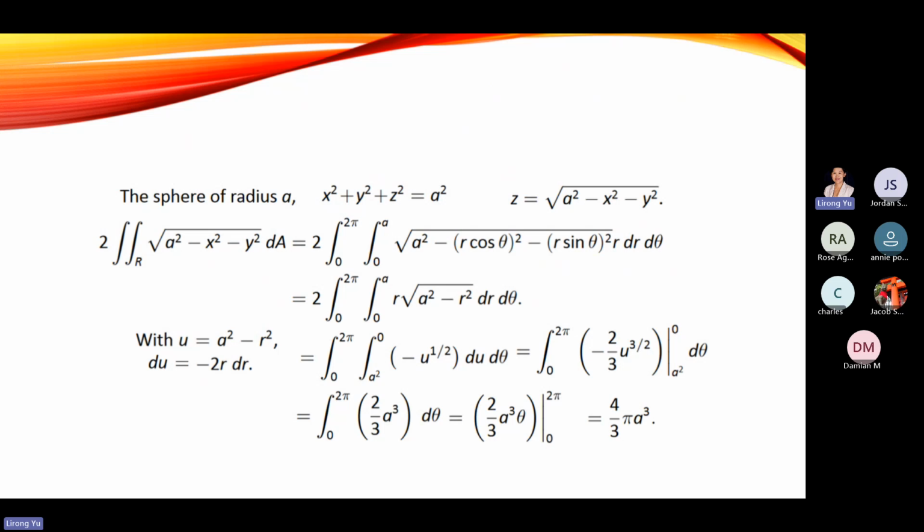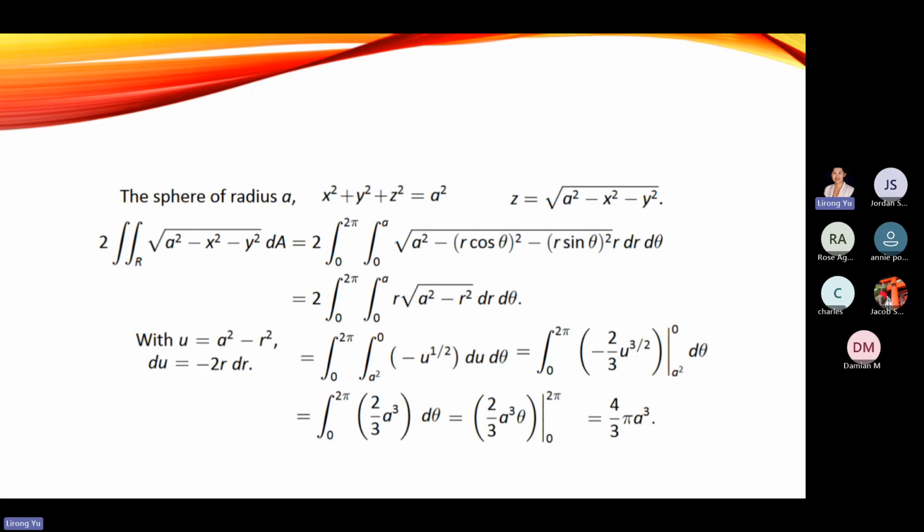And since we have the r dr, with a change of variable, a squared minus r squared equals u, so du equals negative 2r dr. So the r dr, with those 2, will be the du. Then you have to put a negative there, so it's negative u to the 1/2 power as the integration function. The antiderivative using the power rule is negative 2/3 u to the 3/2 power. That's our antiderivative. And then we can put in the integration limits, and that gives the final answer. So the volume for the sphere is 4/3 pi r cubed, or 4/3 pi a cubed in this question.